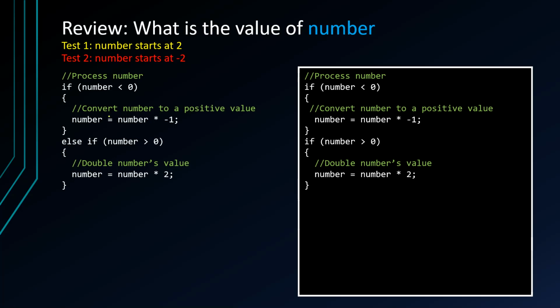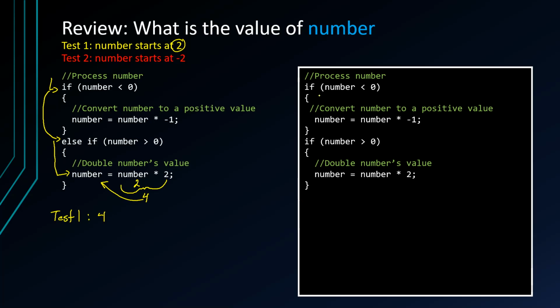Okay, so let's follow through. So let's start at this first one here. We're going to say number has a value of 2. It's going to come in and it's going to say, all right, is 2 less than 0? No, it's not. So it's going to jump past this and it's going to test this next case. Is 2 greater than 0? Yes, it is. So it's going to come in and it's going to execute this. So we're going to say 2 times 2, which gives us 4. And then we're going to store 4 into number. So our result here for test 1 is 4.